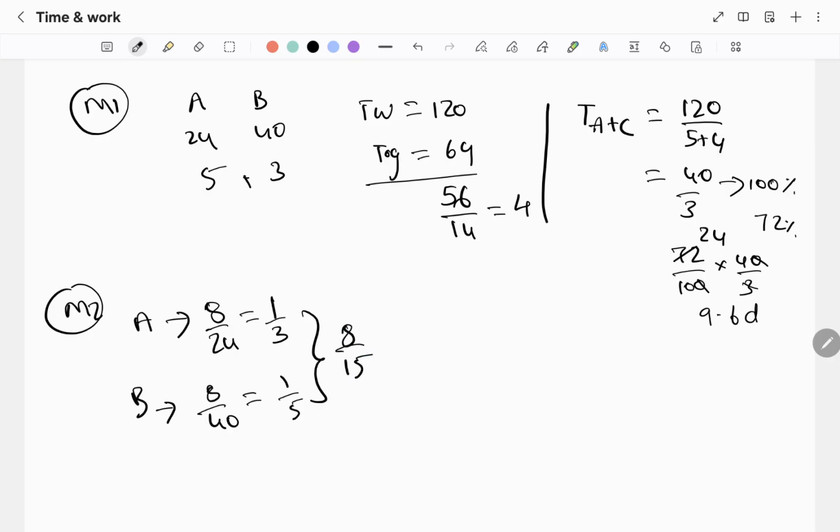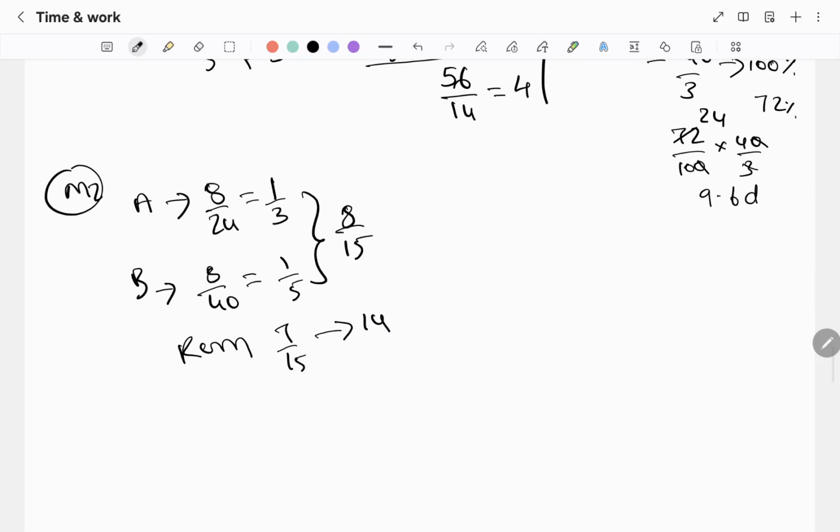1 by 3 plus 1 by 5 is 8 by 15. Remaining part is 7 by 15. Who has to do this work? C did it in 14 days. Then C will complete one work in 14 into 15 by 7, 7 twos, that is 30.